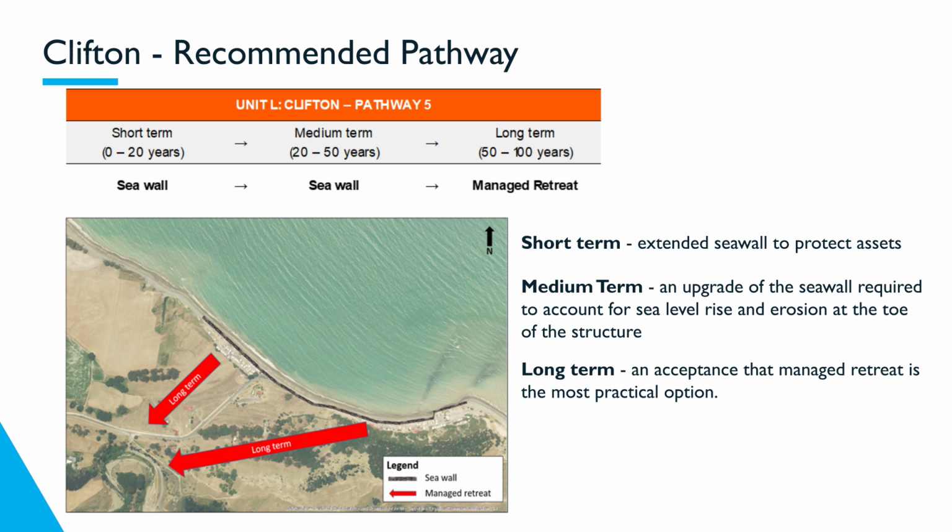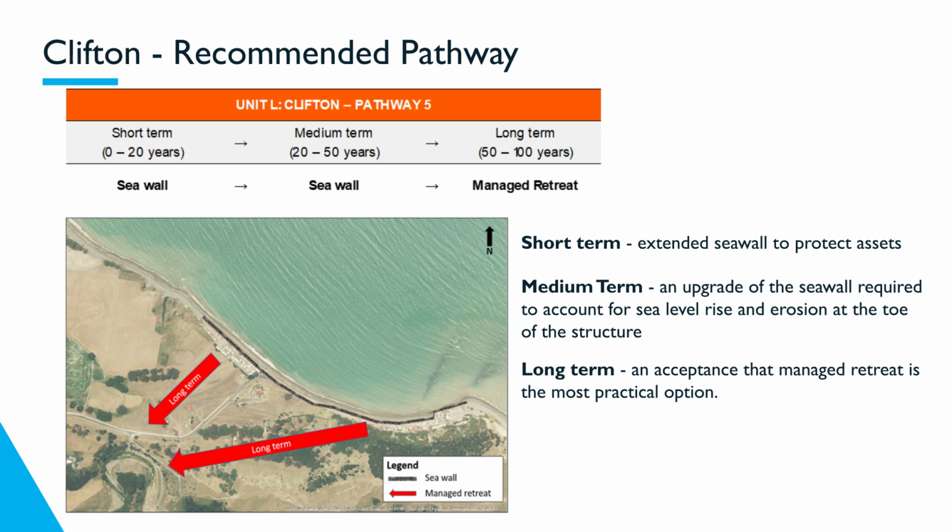Each pathway consists of a short, medium and long-term action or response. The example here is from Clifton. Nominally, the short term is defined as being the first 20 years, medium term 20 to 50 years, and long term is 50 to 100 years.